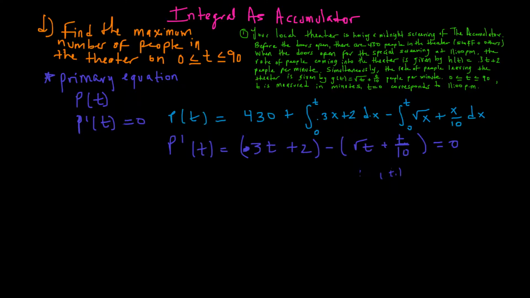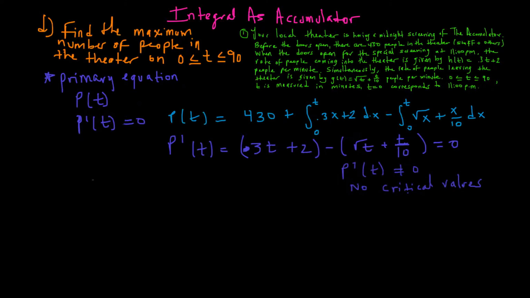Let me just fix this real quick. P prime of t does not equal 0. What does that mean? That means you have no critical values. So there's no relative max, no relative min, no critical values. So how am I going to figure out the maximum of the number of people? Well, it has to happen at the endpoints.